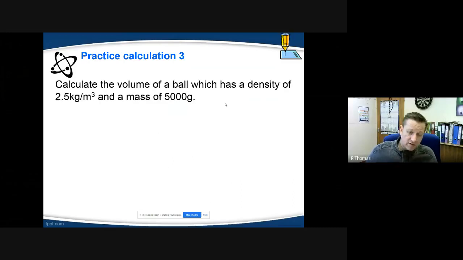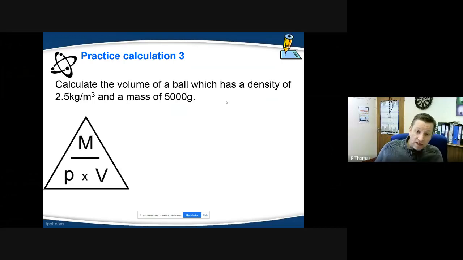Okay. Let's look at the next one. Let's see if you spot anything here. Calculate the volume of a ball, which has a density of 2.5 kilograms per meters cubed and a mass of 5,000 grams. Okay, so this one's got an extra tweak to it. My density is in kilograms per meters cubed. That's great. That's what I want. But my mass is in grams. So the first thing I need to do is convert that into kilograms. I'm sure you all know there are 1,000 grams in a kilogram. So really, I'm going to be looking at using a mass of 5 kilograms. To get the volume, I do mass divided by density.